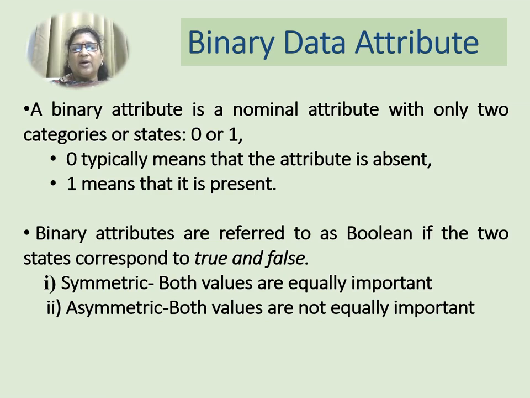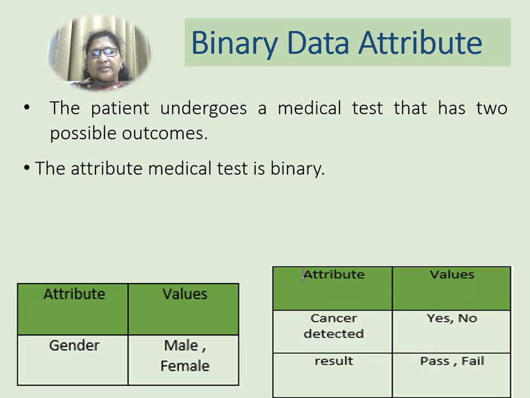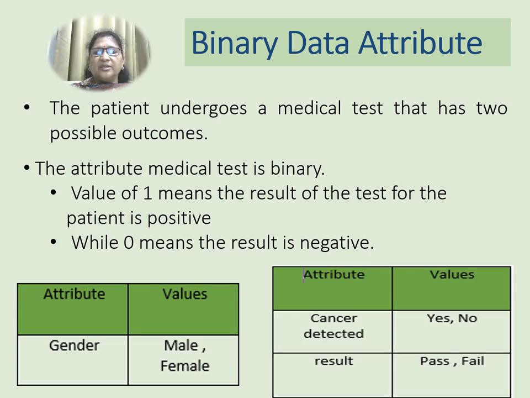Asymmetric means both are not equally important. If it is a medical test, and among 10 patients 2 reports are positive, then we concentrate only on those who are positive, and we start further medication for them. So we give more importance only to the positive patients. So it is said that it is asymmetric. This is a table representing the same discussion which we just had.